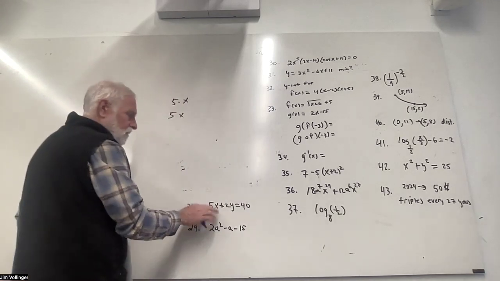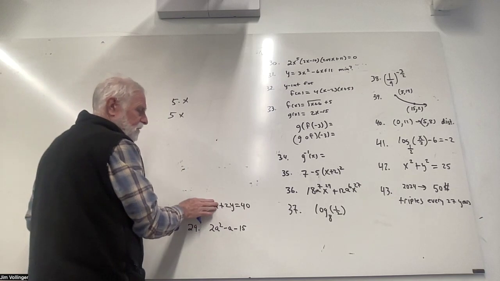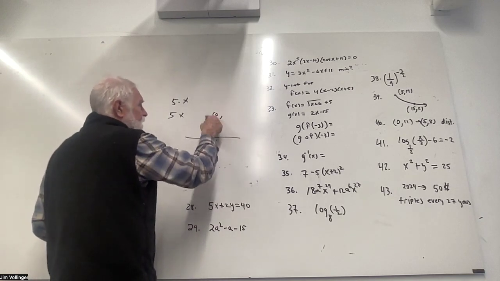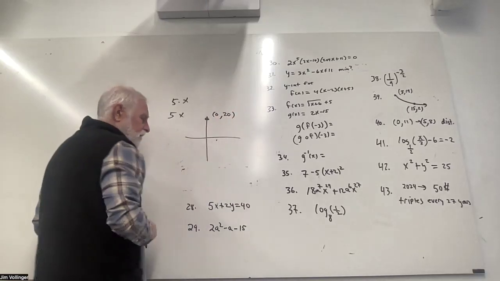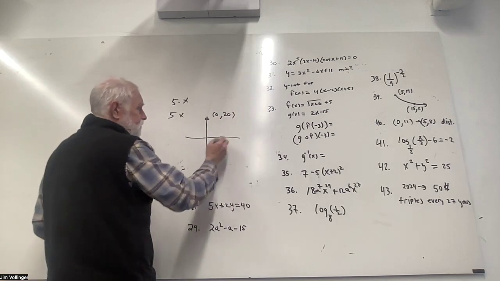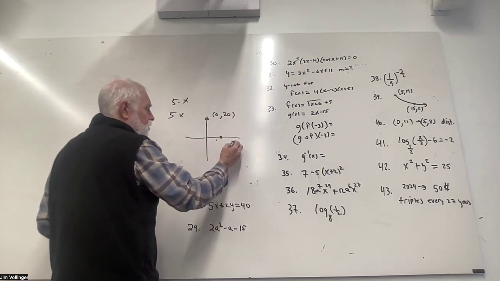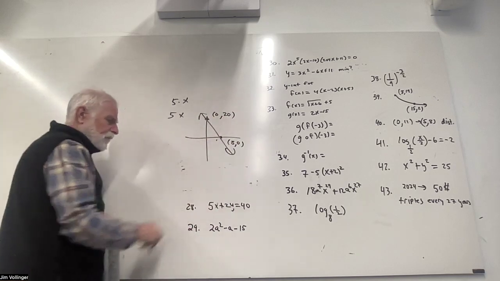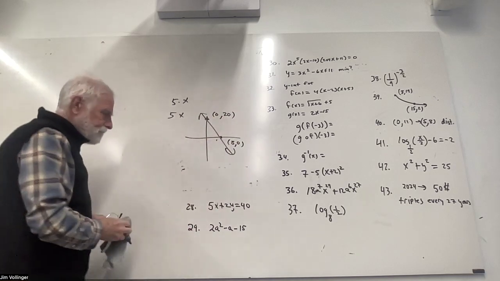So make this 0, and y is 20. If x is 0, y is 20. Anytime you make x 0, you're looking at a y-intercept on a graph. Let the y be 0. X is 8. I don't know why I like the number 8 on this worksheet. You got the line. That's standard form, and that's how you work with it.